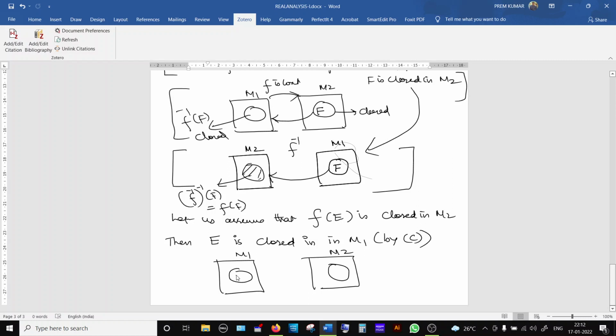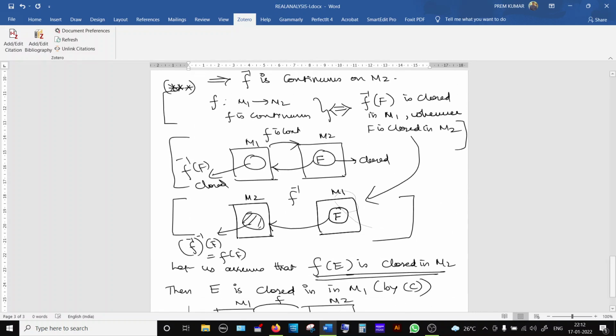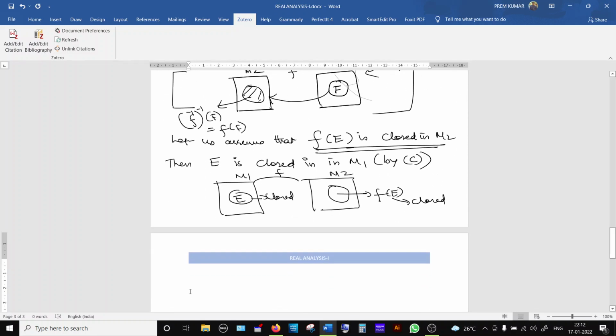Suppose E, and this is f of E under the map f. So what does assumption C say? If f of E is closed, then E is also closed, and the other way is also true. So we assume that f of E is closed in M2, then E is also closed in M1 because C is true. Our aim is to prove that f is continuous. Already we proved f inverse is continuous.